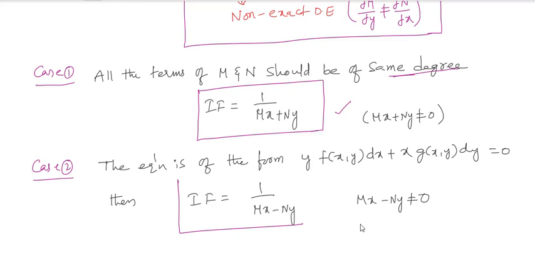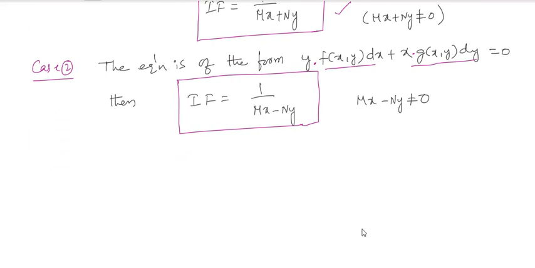See, case 1 is: if M and N are of the same degree, then my integrating factor will be 1 by Mx plus Ny. If the given equation is of the form y into f of x comma y dx plus x into g of x comma y dy, then I have to consider 1 by Mx minus Ny. Clear? This is case 2.